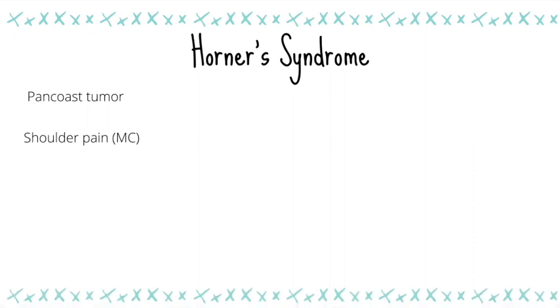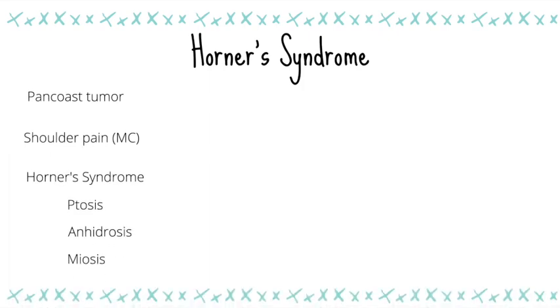So let's look at the specific triad or clinical symptoms associated with Horner syndrome. We can think about this as PAM. P for ptosis, A for anhidrosis, and M for miosis. Ptosis, anhidrosis, miosis. Now we're going to look into even more extremely high yield concepts for lung cancers by doing some questions. So let's start with question number 1.